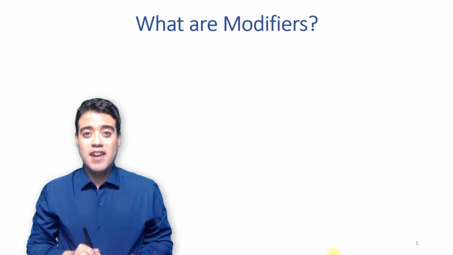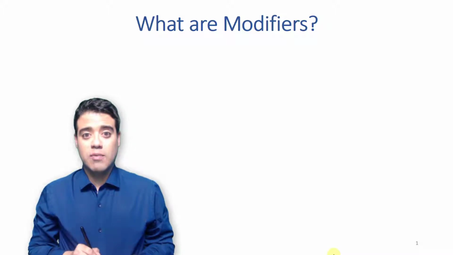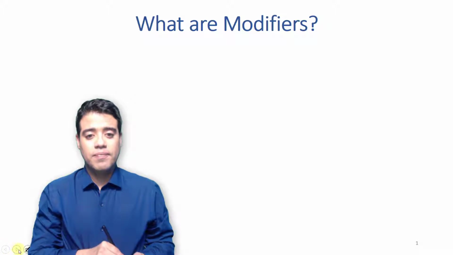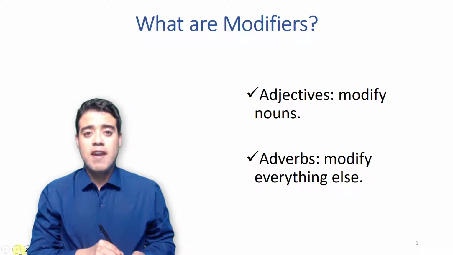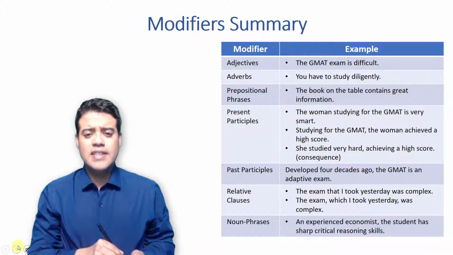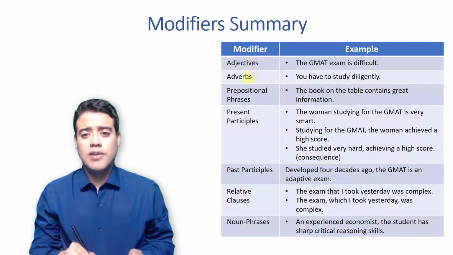Lesson number 2, modifiers. In this lesson, we will learn about the most important concepts behind modifiers, especially those you need to attack even the most challenging GMAT questions. Okay, so what are modifiers? Well, modifiers are words or phrases that describe or give more information about something else. And we have two types: adjectives, which modify nouns, and adverbs, which modify everything else, especially verbs, adjectives, and even other adverbs. Now, this is a brief summary of all the modifiers you will encounter in the exam.